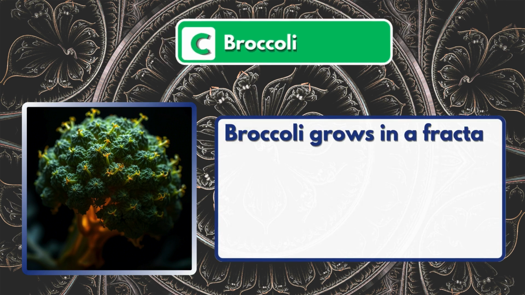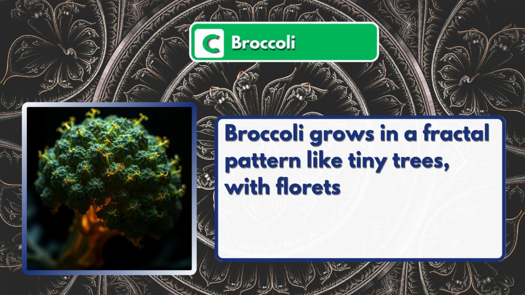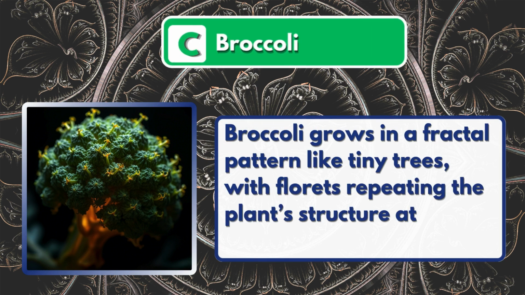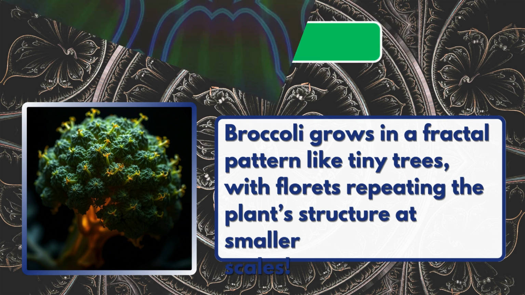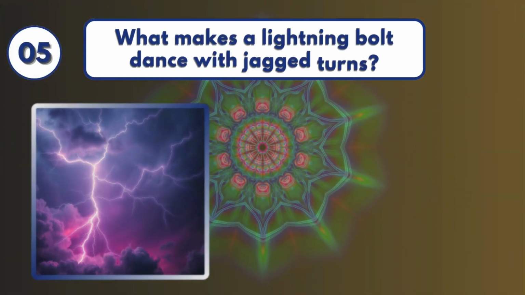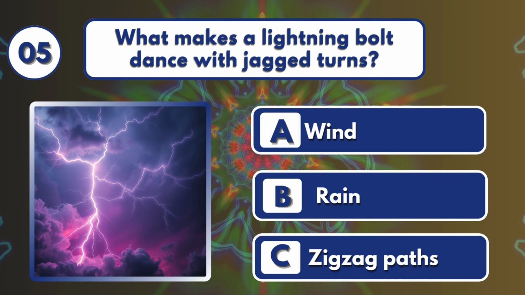Broccoli grows in a fractal pattern, like tiny trees, with florets repeating the plant structure at smaller scales. What makes a lightning bolt dance with jagged turns?